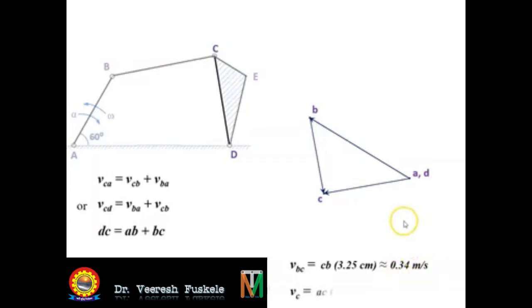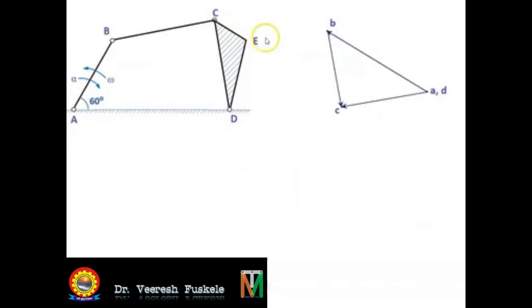Similarly, vector AC or DC has been measured 3.7 centimeter. So as per our scale, we get the velocity of C equal to 0.39 meter per second. This is the velocity of vector C or velocity of C relative to A or velocity of C relative to D is 0.39 meter per second. Next, we need to locate this point E of the ternary link CDE.